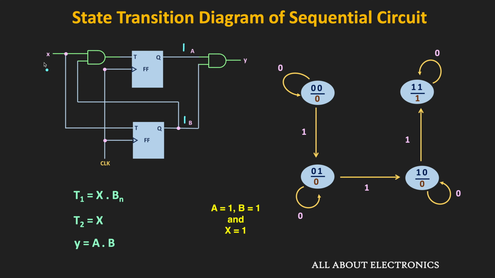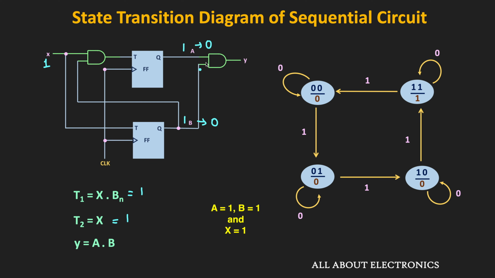So when the input x is equal to 1, then this T1 will become 1, but the T2 will also become 1. Because here, this B is equal to 1, but the x is also equal to 1. So now, since both T1 and T2 are 1, so the output of these two flip-flops will toggle. That means at the next clock edge, this A will become 0, while this B will also become 0. And therefore, the circuit will do a transition from 1 1 to 0 0. And it will happen when the input x is equal to 1.